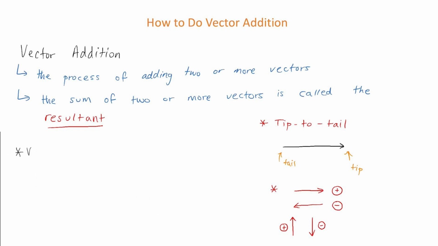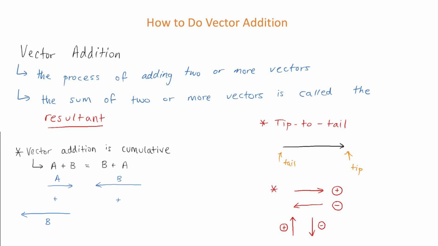And now here's one last note about vector addition. Vector addition is commutative. What this means is that if we have vectors A and B, and we add A plus B, we will get the exact same answer if instead we had added vector B plus A. Think about it this way. If you add 1 plus 4, you get 5. If you add 4 plus 1, you still get 5.